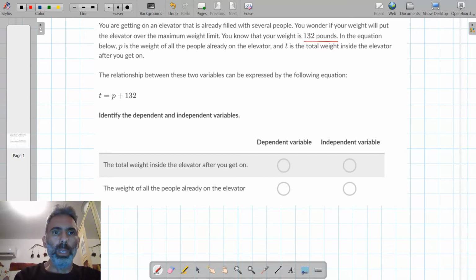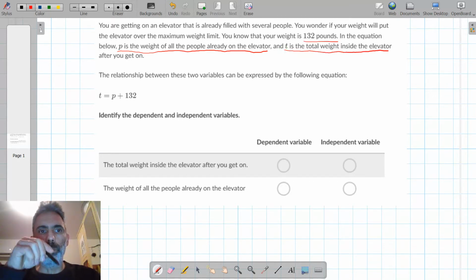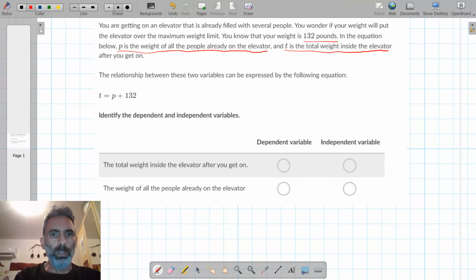In the equation below, P is the weight of all the people already on the elevator, and T is the total weight inside the elevator after you get on. The relationship between these 2 variables can be expressed by the following equation. T, okay, so T is the total weight inside the elevator after you get on, and P is the weight of all the people already on the elevator plus your weight.